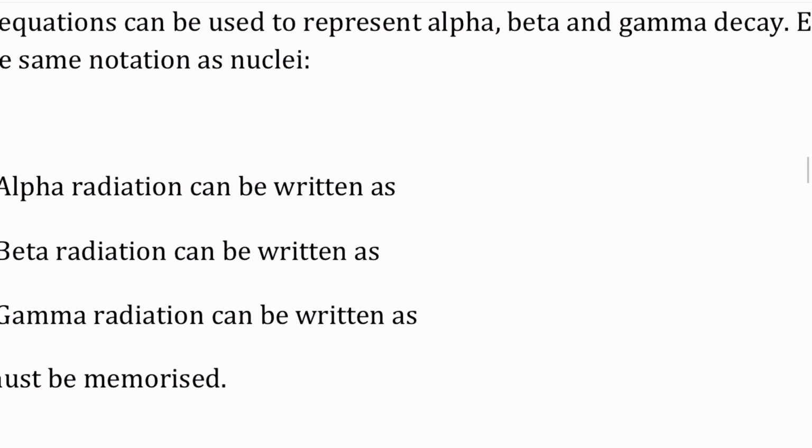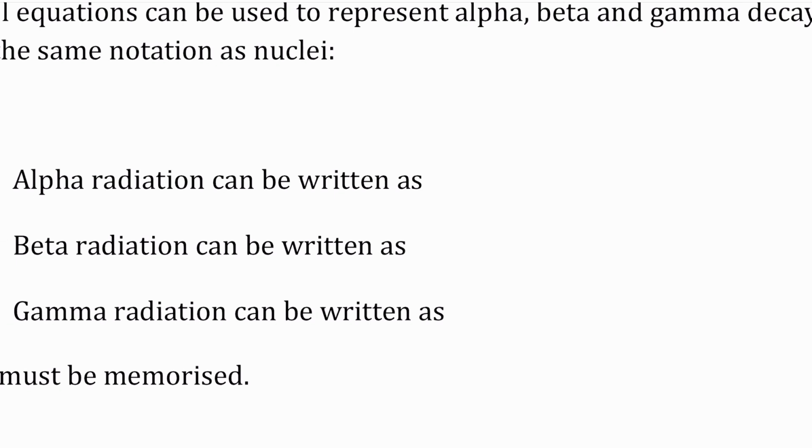It says alpha radiation. Well, we know the symbol for alpha. It's alpha. We know it has 2 protons and 2 neutrons. So it really has an atomic number of 2 and a mass number of 4. And that is the same as a helium nucleus, so we can also write that as 4 2 He.